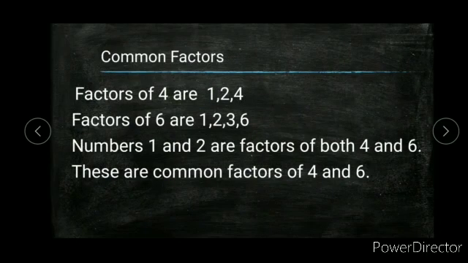Common factors. Common factors are the factors which occur in both the given numbers. That is, factors of 4 are 1, 2, 4 and factors of 6 are 1, 2, 3, 6. So the common numbers in both are 1 and 2. So 1 and 2 are common factors of 4 and 6.